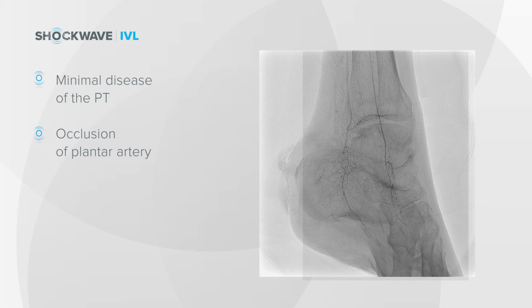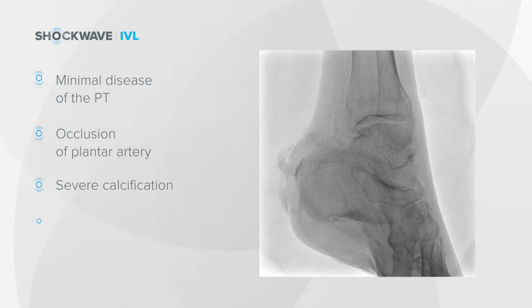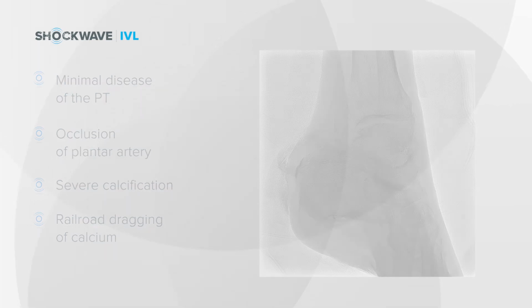And on this non-subtracted image, you can appreciate that there's clearly very severe calcium with railroad tracking of calcium across the entire distal posterior tibial and actually all the way down into the plantar branches themselves, such that this almost looks like a stented region of the vessel.